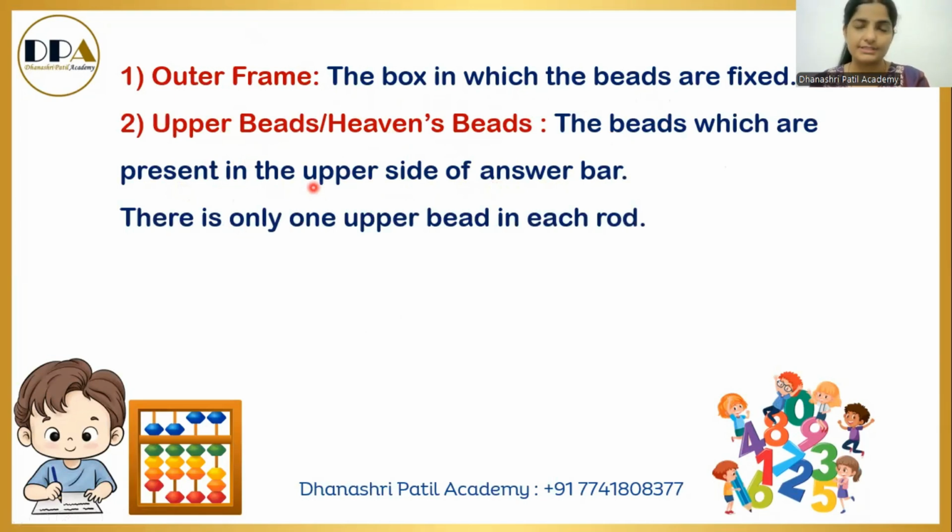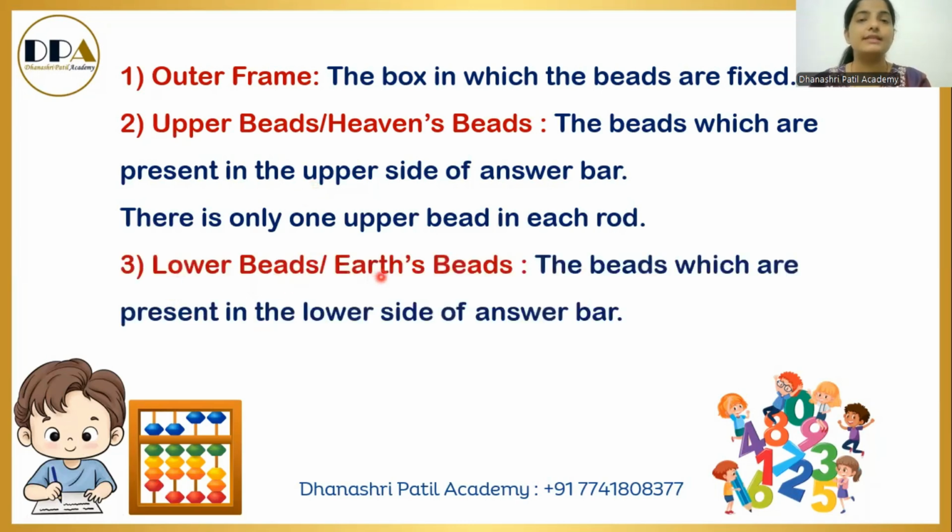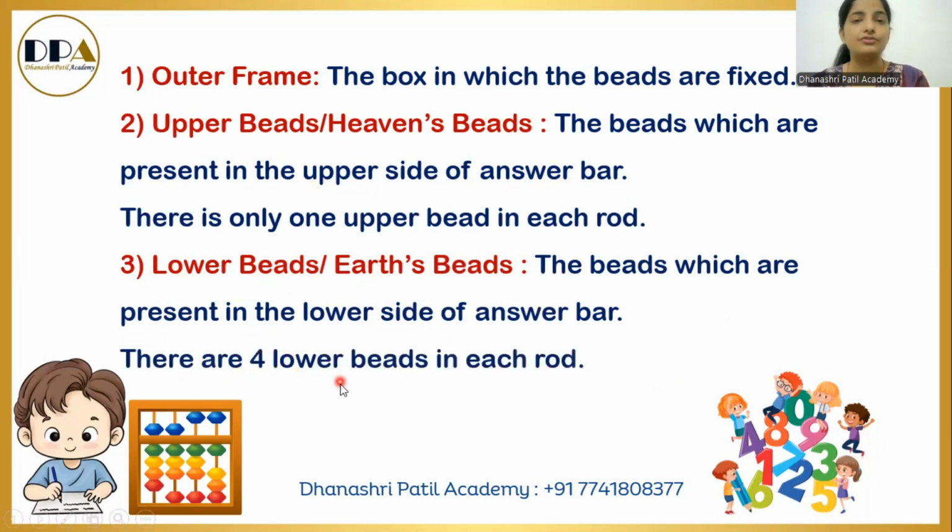Now let's talk about how many beads are present on each rod. As we have just observed on the abacus tool, there is only one bead on every rod on the upper side. Now let's talk about lower beads. They are also called earth beads. We just learned that the beads present on the lower side of the answer bar are called lower beads or earth beads. There are 4 lower beads in each rod.